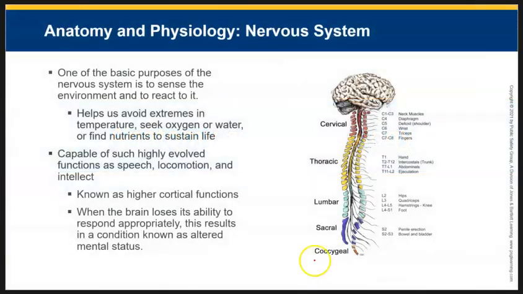Now, for anatomy and physiology, one of the basic purposes of the nervous system is to sense the environment, react to it, and maintain homeostasis. Along with that, we get some of these highly evolved functions: speech, locomotion, and intellect. When the brain loses its ability to respond appropriately due to a change in homeostasis, we get altered mental status, and that will present itself as a change in some of these key functions.